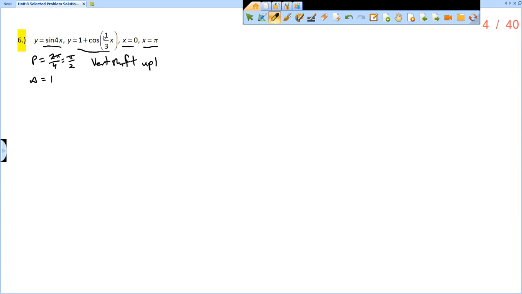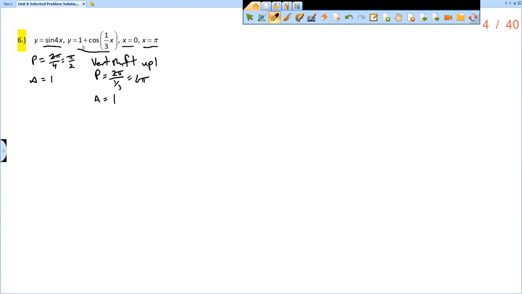And then I've got cosine of 1/3 x. What does that mean? That is a function that has a period of 2 pi divided by 1/3, or 6 pi, and an amplitude of 1. But it was shifted up 1, so it's going to go up to +2 and down to 0. It's important that you understand this has a period of 6 pi.